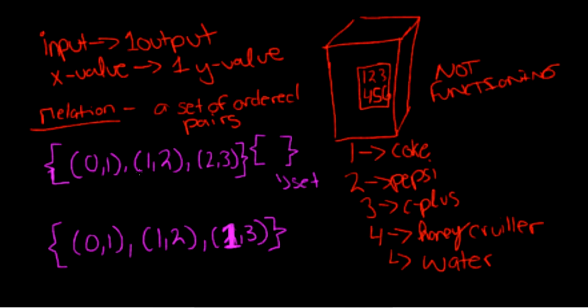For example, we'll just analyze this question first. We see 0, we see 1, we see 2. There are unique x values, and no x values are repeating or the same. So we know that this is a function.